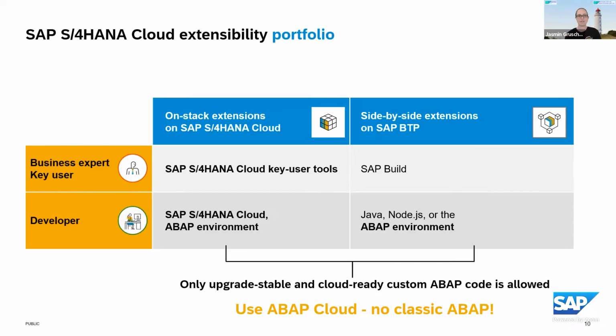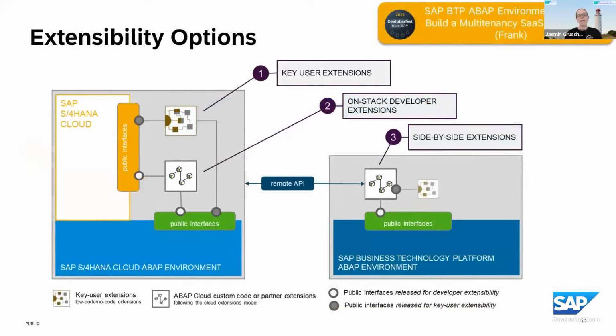On the side-by-side extension, typically that developer would use an ABAP environment system, the systems we typically also call Steampunk systems. Important again to mention, we only allow for upgrade stable and cloud ready custom ABAP code. So there is no classic ABAP you can use in such a system, but you have to use ABAP Cloud, which is the topic of today's session, and we will come to what ABAP Cloud is in a bit. That is the picture a little bit twisted around, but having the same content, just to show you again. So that custom code, like in the refrigerator model, Daniela showed you a couple of minutes ago.